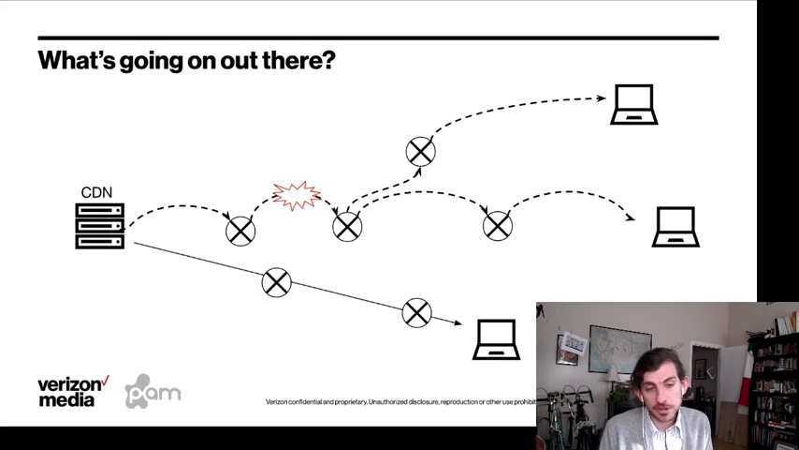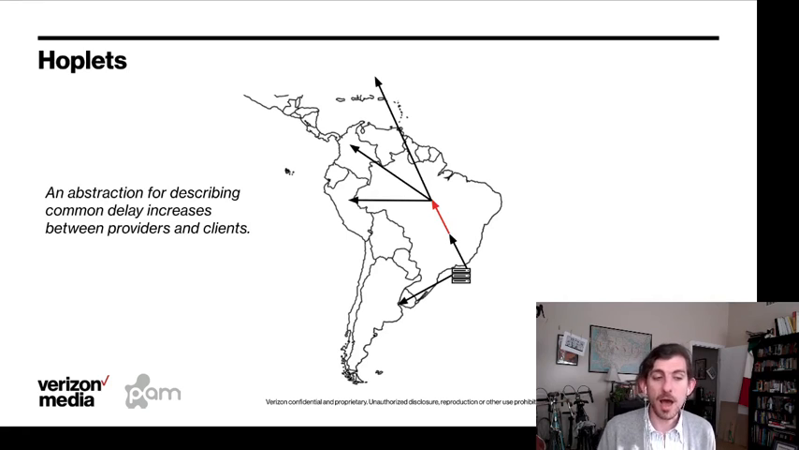And likely this occurs all over the place. We have many clients who have shared paths that are experiencing these problems. So if we can focus on these, we can more efficiently improve performance at the CDN. So that's where Hoplets come in. Hoplets are an abstraction for describing common delay increases between providers and clients. And by identifying these common problems, we're able to most efficiently address performance challenges facing the CDN.